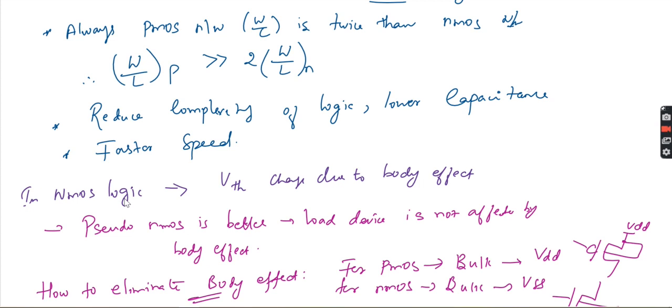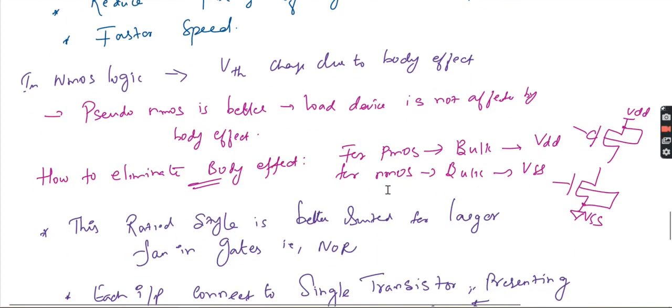But in NMOS logic, the VTH will change due to the body effect, because in NMOS the substrate must always be connected to lower potential. Lower potential means, simply, zero. So pseudo NMOS is better, because the load device will not be affected by the body effect. Only the driver will be affected.